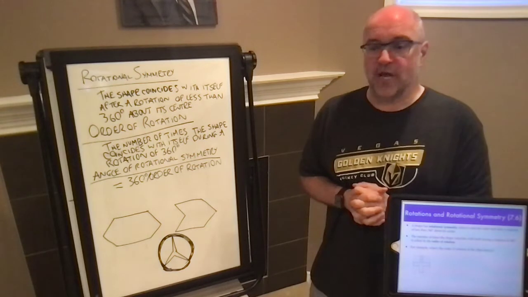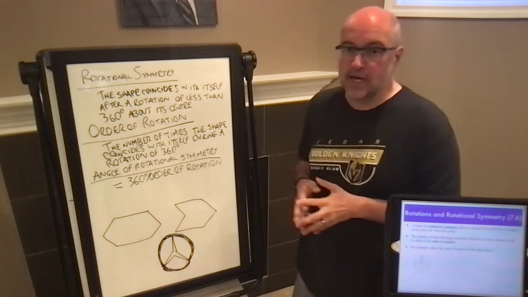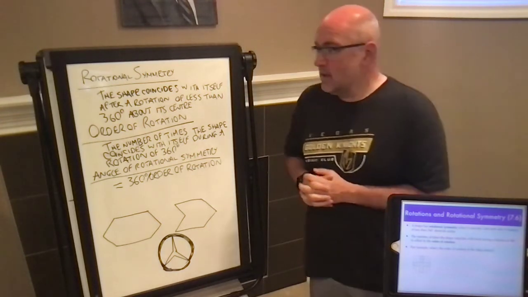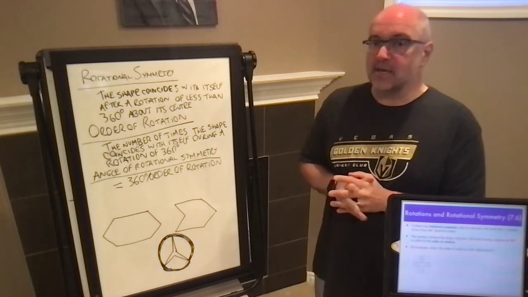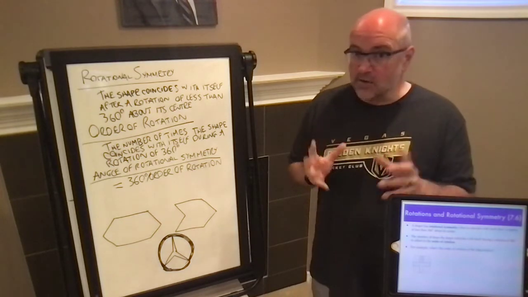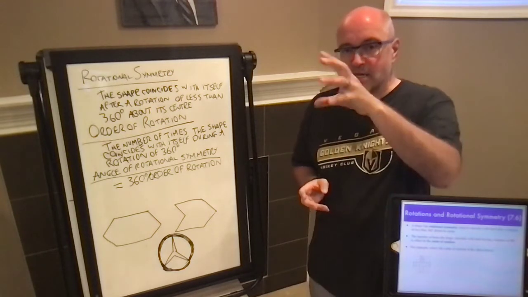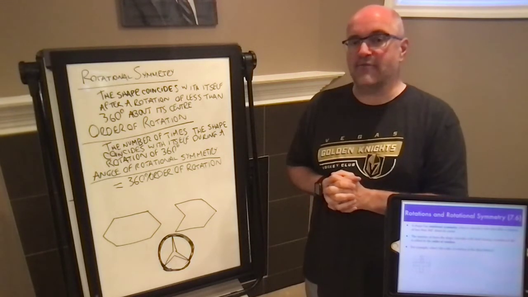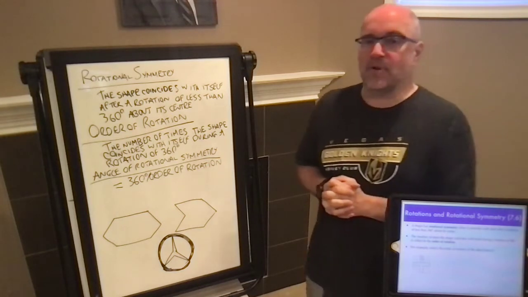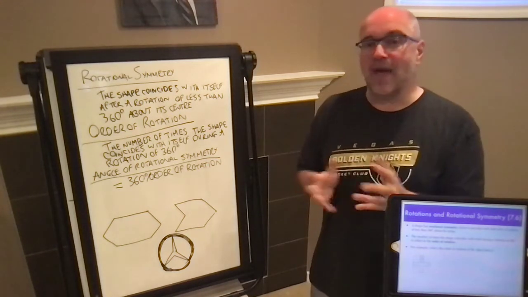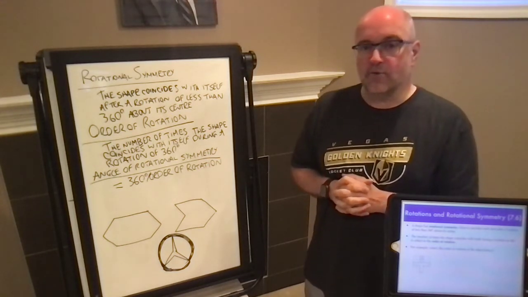First of all, what is rotational symmetry? Well, rotational symmetry is if you have an object and you can rotate it around its center 360 degrees, and if the object has the same appearance sometime within that rotation, you've got rotational symmetry.